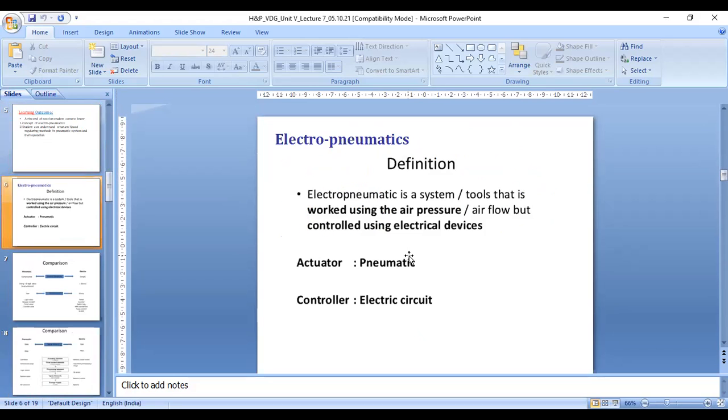Electropneumatics is a system that works using air pressure and air flow, but is controlled using electrical devices. The actuator is pneumatic and the controller is an electric circuit.